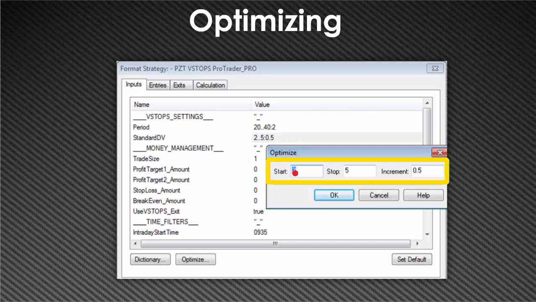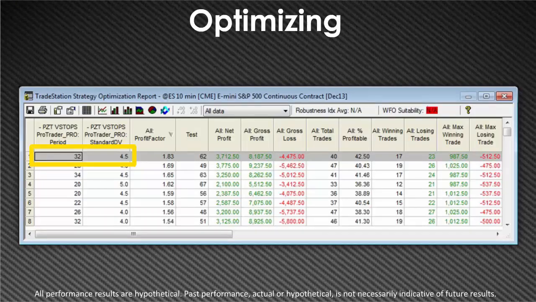In this case, it would start at 2, go to 2.5, then to 3, then 4, and iterate all the way up to 5. When it does that, it's going to come up with what we call an optimization report, and this just gives us the best value. So we're asking the question, what is the best setting for VSTOPs that would give us the most profitable historical trades? Well, this answers that question. It's a period of 32 and a standard deviation of 4.5.